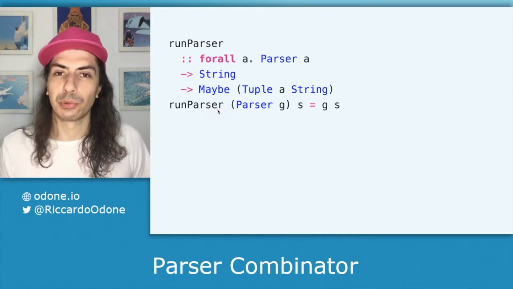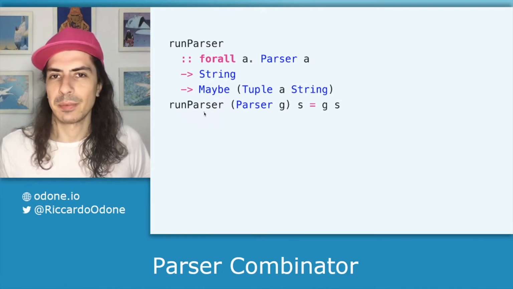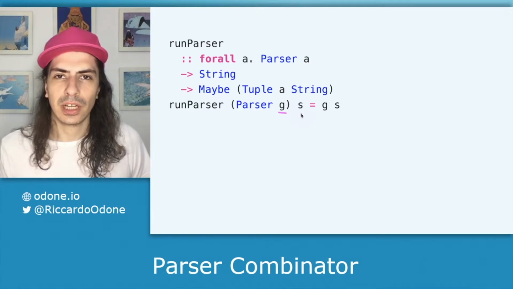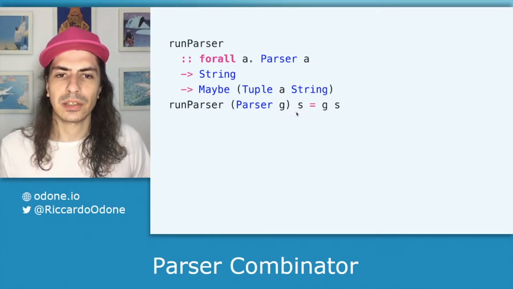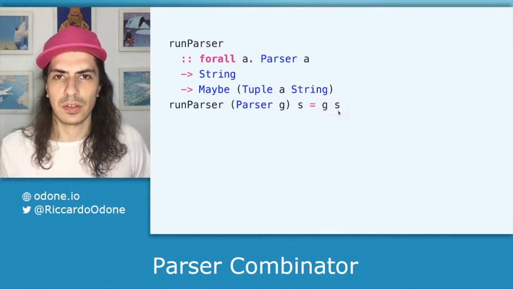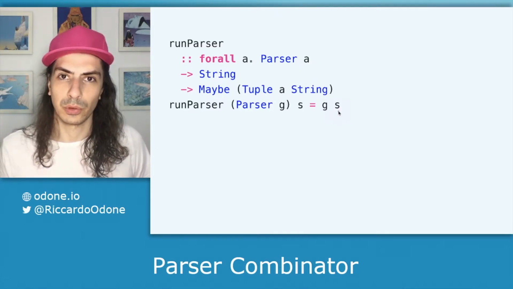Then we need to be able to run the parser, so we have this simple function which extracts the parsing function out of our parser, and it accepts a string that needs to be parsed, and it just runs the parsing function against the string that we want to parse.